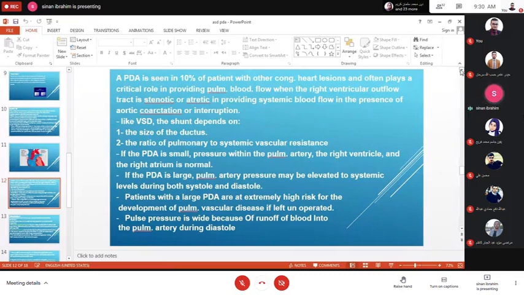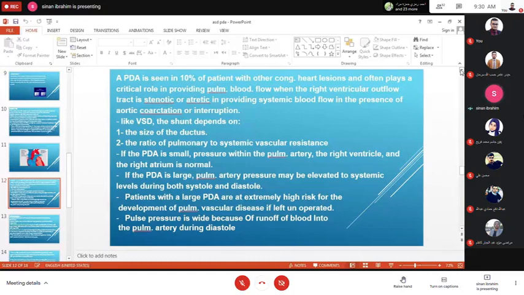What does the shunt depend on? On the PDA. Like the VSD, this will depend on the size of the ductus and the ratio of pulmonary to systemic vascular resistance. كل ما أعلى السيستميك راح يكون للpulmonary، وإذا الpulmonary أعلى راح يكون الفلو from the pulmonary to the systemic.